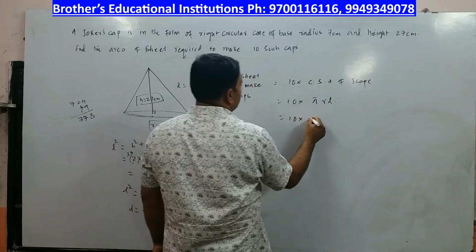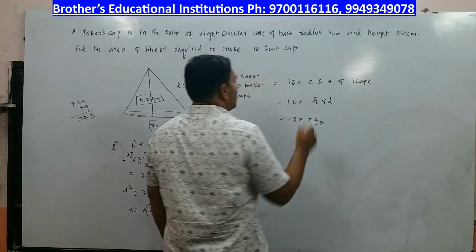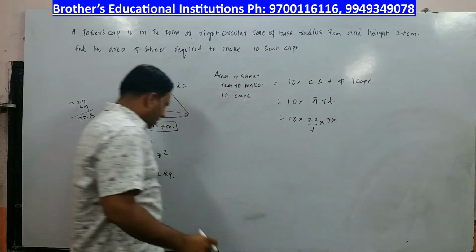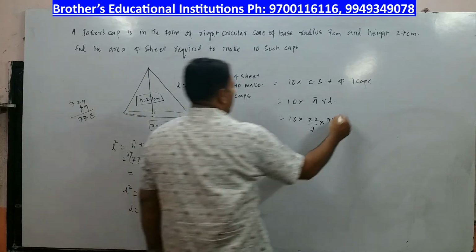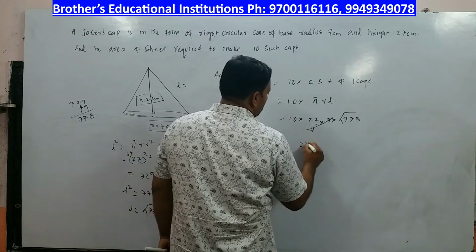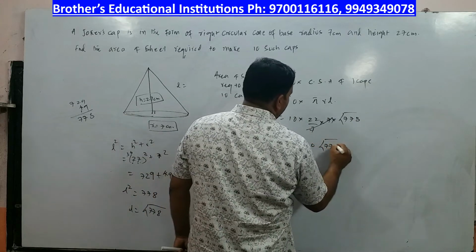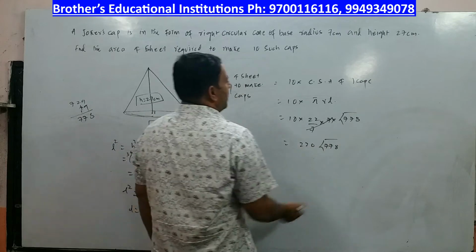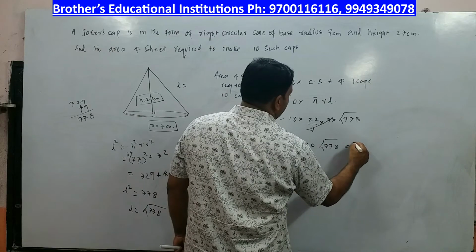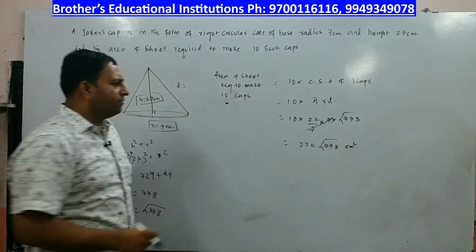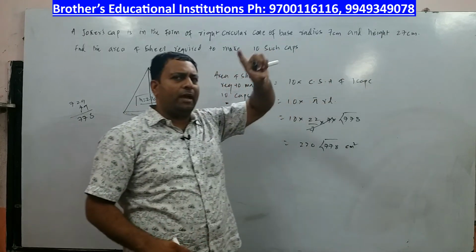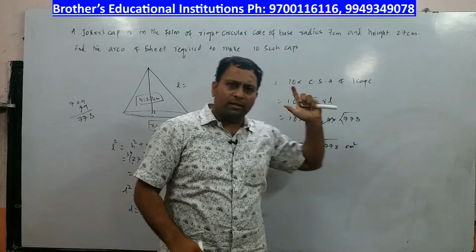So 10 into pi, which is 22 upon 7, into what is the r value? R value is 7, into L value, which is the square root of 778. 7 7 cancel. 22 into 10 is 220 into root of 778. Whatever, you can simplify that. So many centimeter square is the area of the sheet required to make 10 caps. This is the area of one cap. I want 10 caps, so into 10. Are you clear with this?